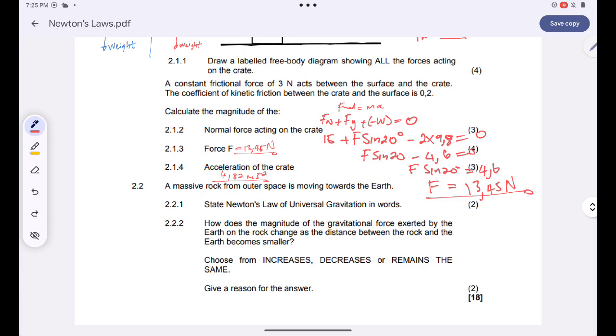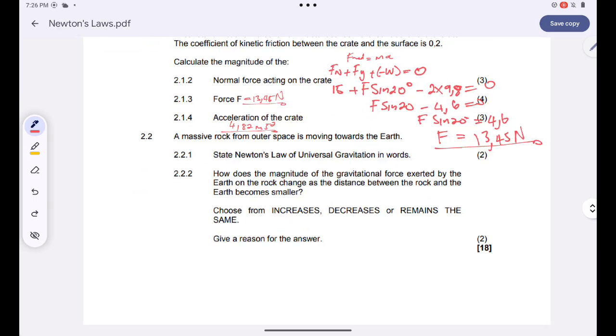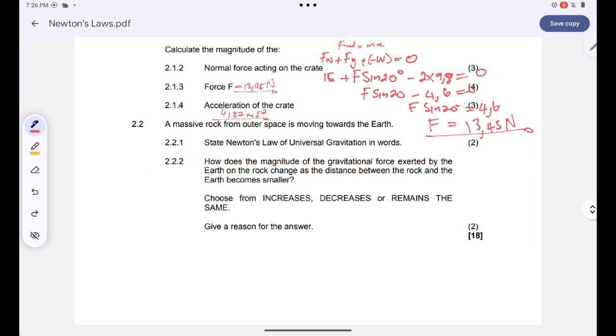Okay, and then now we are told, 2.2.2, how does the magnitude of the gravitational force exerted by the earth on the rock change as the distance between the rock and the earth becomes smaller? Remember that, guys. The law simply states that the force is directly proportional to the product of the masses and inversely proportional to the square of their distance apart. You can use d squared or r squared, it is up to you.